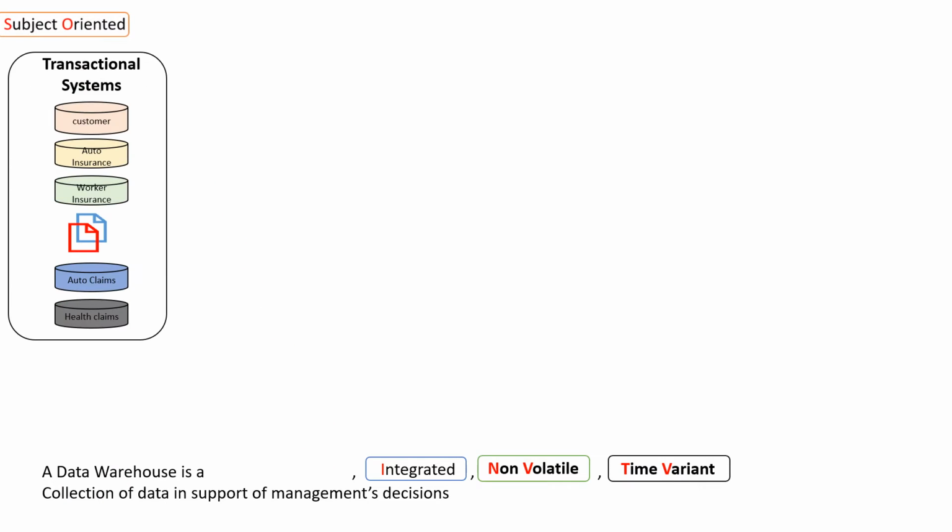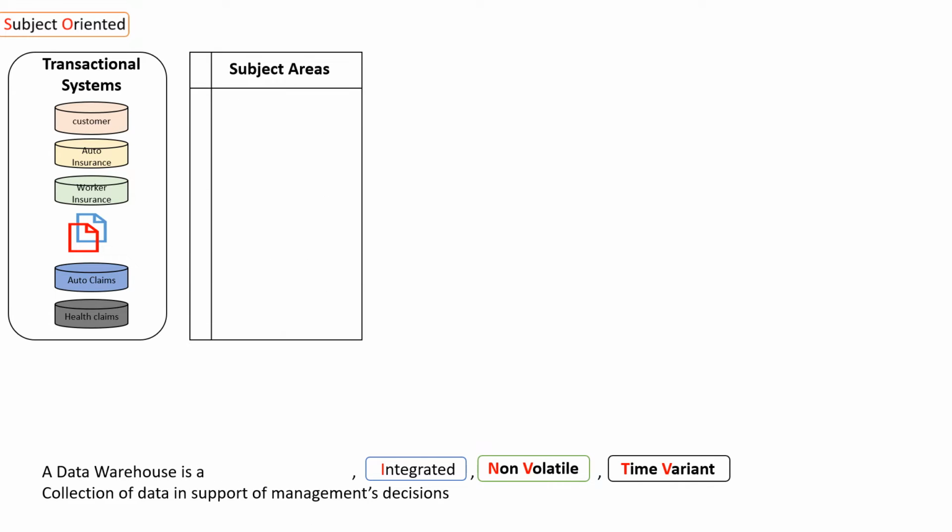In transactional systems, we store the transactional or operational information. Let's take an example of an insurance company. They may have a separate application for storing auto insurance data, worker insurance data, or claims data specifically for auto insurance, right? However, when it comes to a data warehouse, the data is not stored from an application perspective. It is stored with respect to a business subject area perspective.